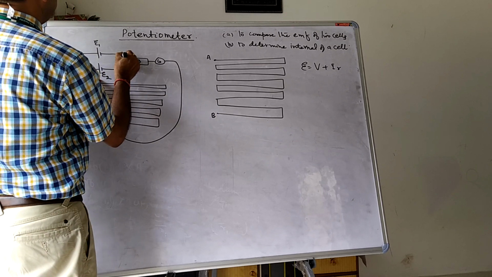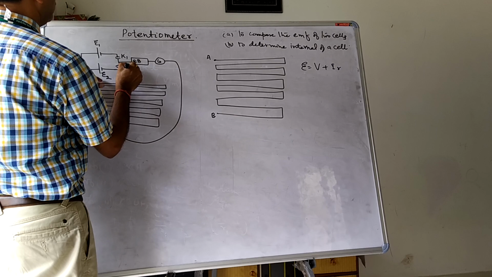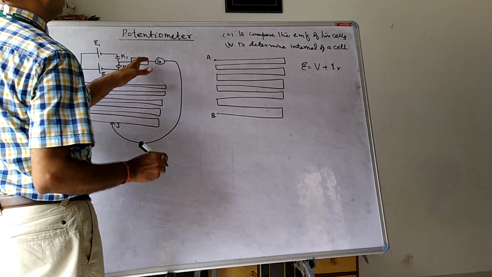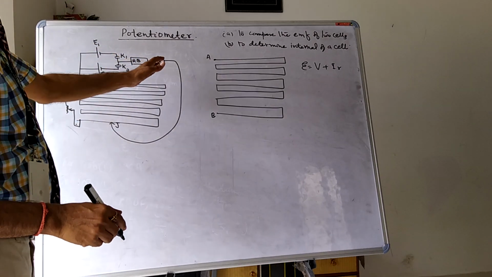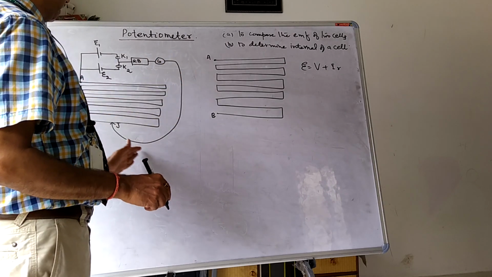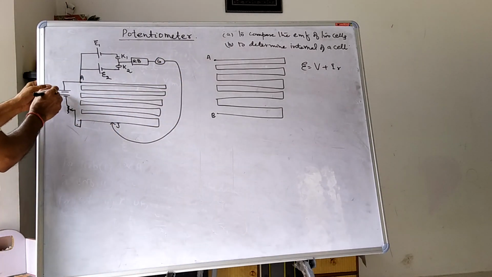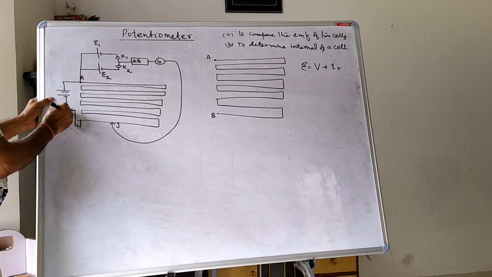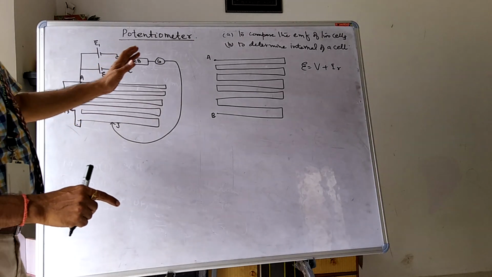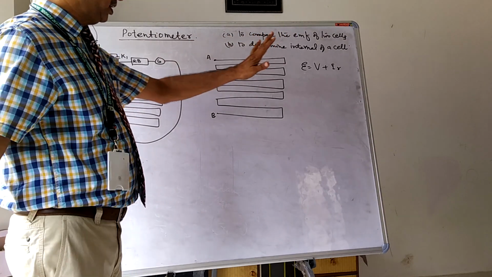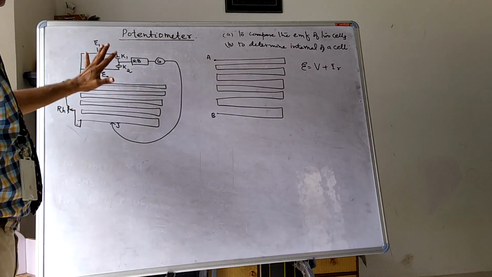There will be a two-way key. So K, T1, T2. This is RB, which stands for resistance box. This is the galvanometer and it is balanced over here. This is my auxiliary battery and this is my rheostat. Now, the first is to compare the EMF. For comparison, we will have to connect in this way.